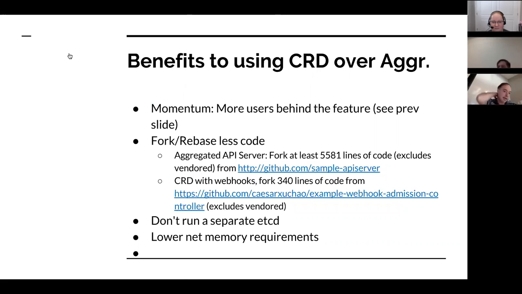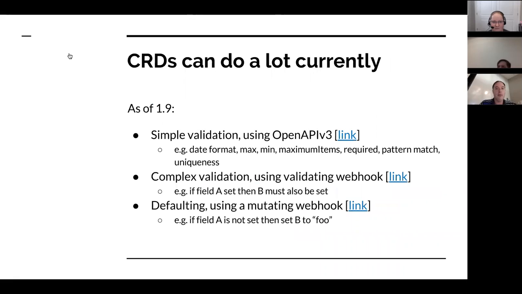You don't have to run a separate etcd, and there are lower net memory requirements, which some people seem to care about. They can do a lot as of 1.9, so there's actually a lot of validation you can do without needing to write any code. You can enforce different types of API date formats. You can have min and max values for items and maximum lengths for lists, and require fields, do pattern matches, and require uniqueness. So there's a lot of stuff you can do with OpenAPI schemas currently in 1.9.